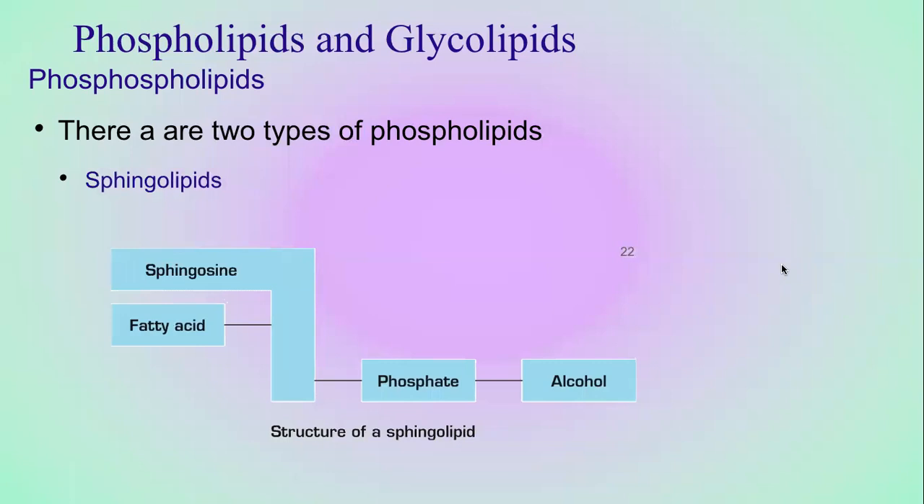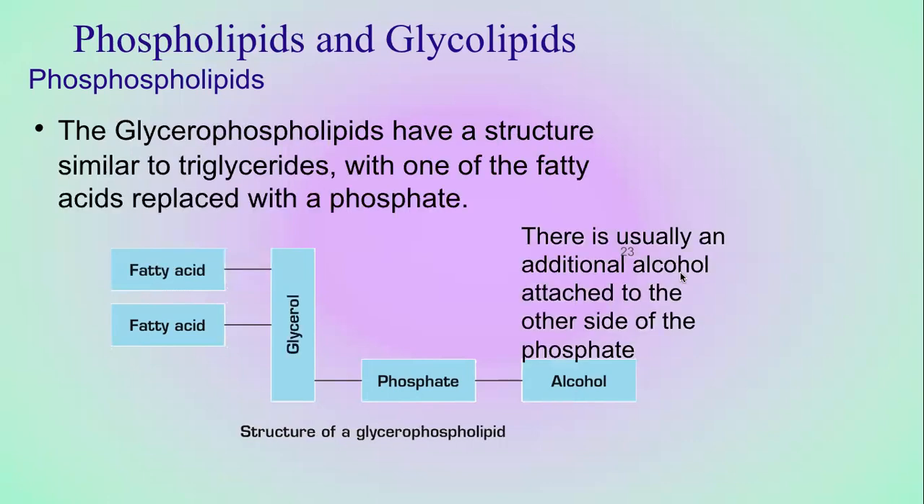Next, we're going to have a sphingolipid. And so instead of the glycerol, we're going to have sphingosine, which you don't need to know the structure of. Just know that sphingosine replaces the glycerol and you have this fatty acid here. And then you also still have a phosphate group. So this is why it's called a phospholipid, because you have this phosphate here still.